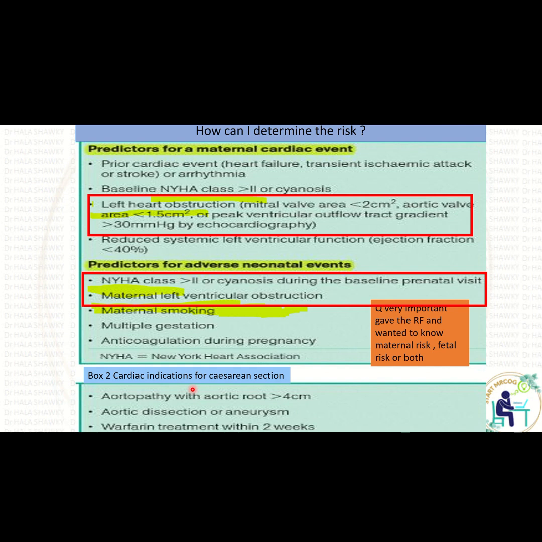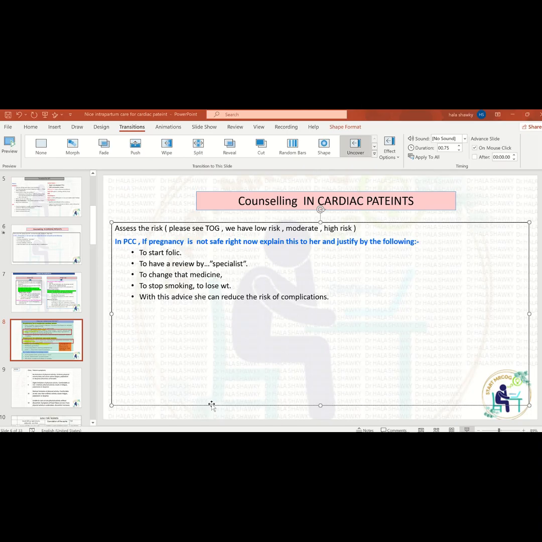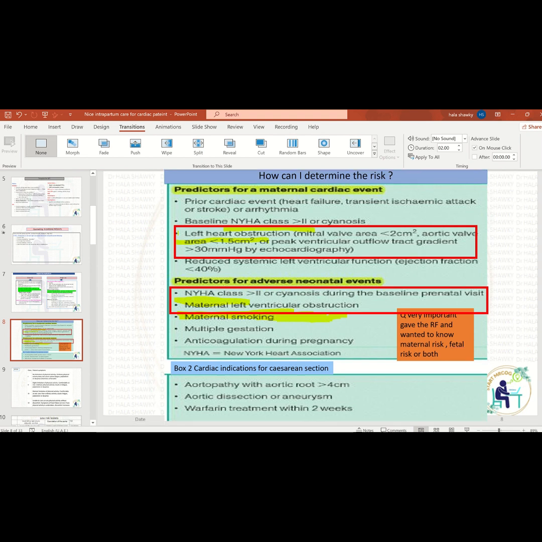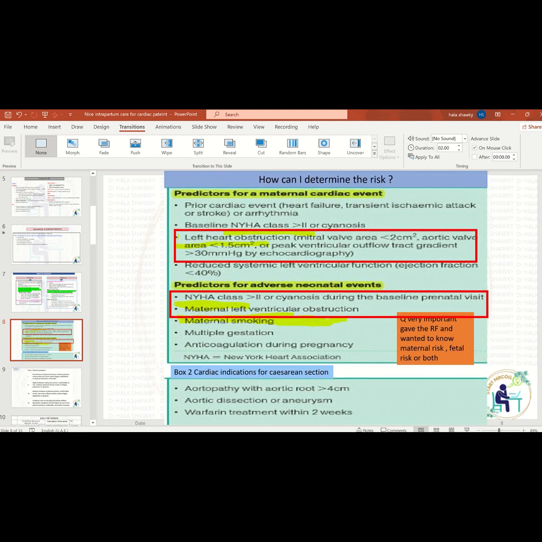It usually doesn't come in the delivery or post-delivery. It will come in the antenatal plan when you discuss with the patient. So if the patient has aortopathy with aortic root more than 4 cm, aortic dissection or aneurysm, or if the patient was on warfarin within the past 2 weeks, because the baby could have intracranial hemorrhage, of course. And during delivery, there will be compression, decompression, and the intracranial hemorrhage can occur.